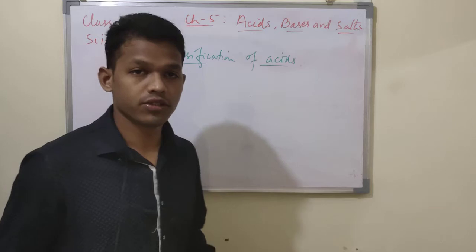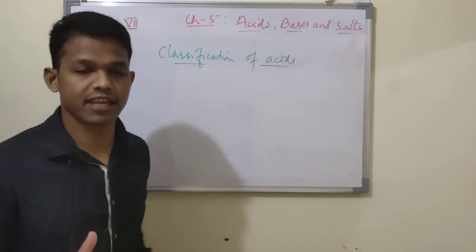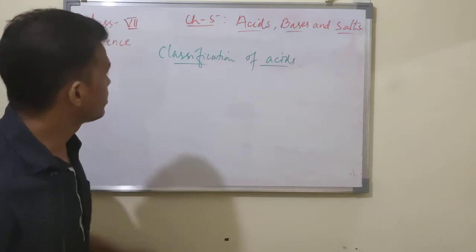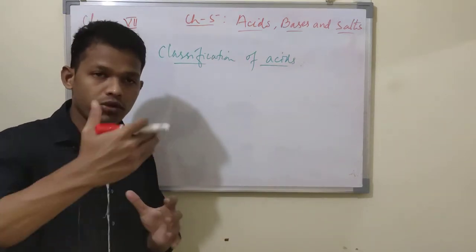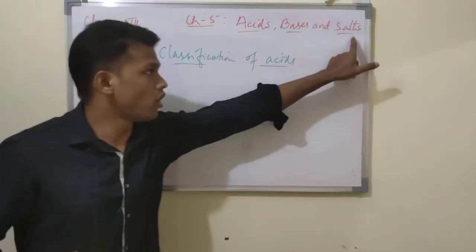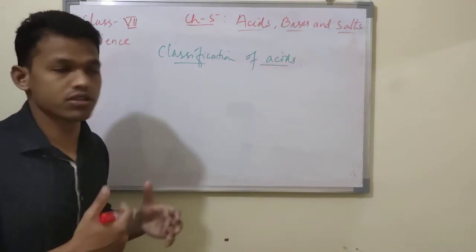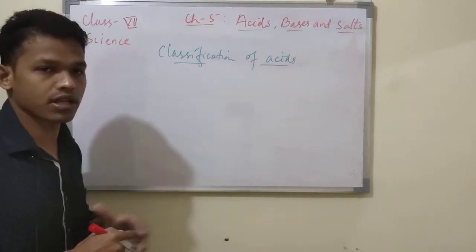Good morning, students. Today's chapter, as we already discussed, is chapter number 5: acids, bases and salts. Already we discussed acid, and then we will study bases, then salts. Salts form from acids, but how they are formed we will discuss in this chapter. First, we already discussed the classification of acids.